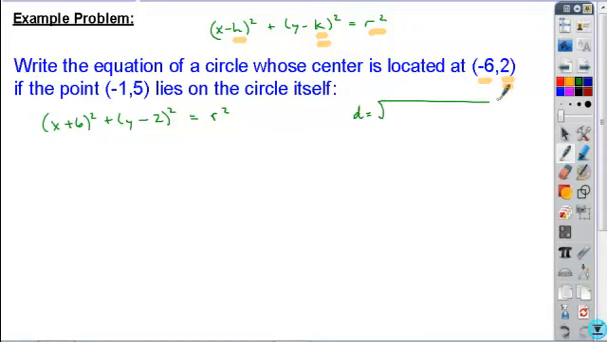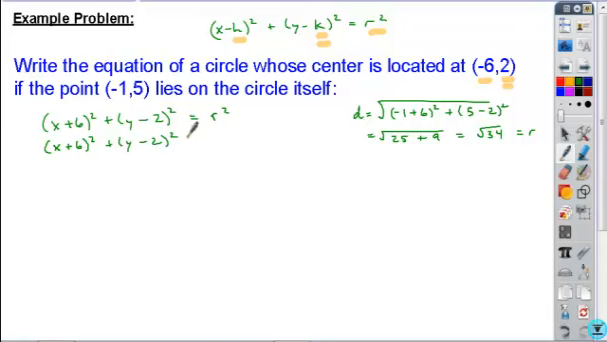So if distance is equal to the square root of the difference of the x's, so negative 1 minus a negative 6 quantity squared, plus the difference of the y's, 5 minus a 2 quantity squared. And so if we solve for that, we get 5 squared, which is 25, plus 3 squared, which is 9, which gives us root 34. So if our distance, which again is the radius, if our r value is root 34, what is r squared going to be? 34. So we can plug that right in, right? So our answer is going to be this.